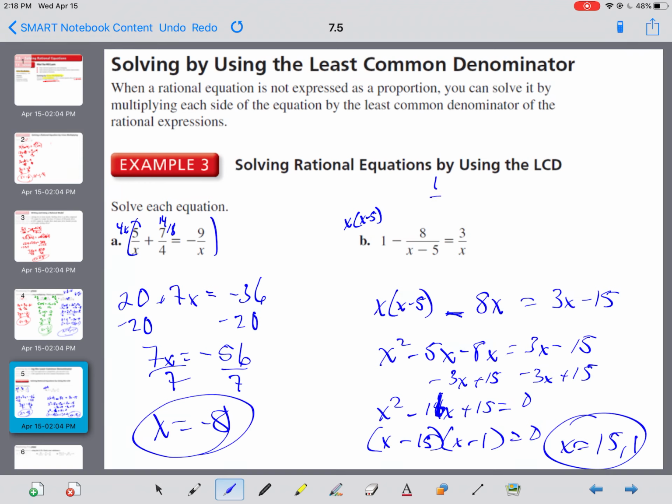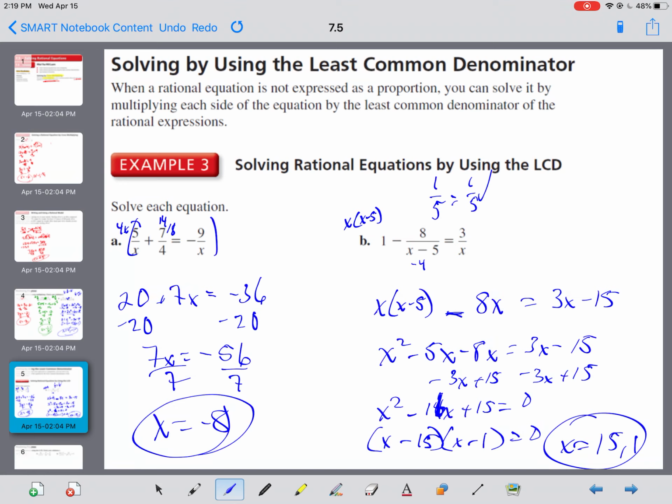We should check them back in. So let's try it. 15 minus 5 is 10. 8 over 10 is 4/5. 1 minus 4/5 is 1/5. Oh, wait, but we've got to go fifths. Right? Okay, so 15 minus 5 is 10, 4/5 is 5/5, so there's a 1/5. 3 over 15 is 1/5. Okay, so that checks out.